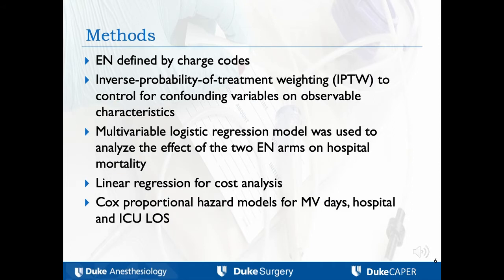Those who received enteral nutrition were defined by charge codes for enteral nutrition products or tube feeding supplies. We performed inverse probability of treatment weighting to control for confounding variables on observational characteristics. A multivariable logistic regression model was used to analyze the effect of the two enteral nutrition arms on hospital mortality. Linear regression was used for cost analysis, and Cox proportional hazard models were used for days of mechanical ventilation and hospital and ICU length of stay.